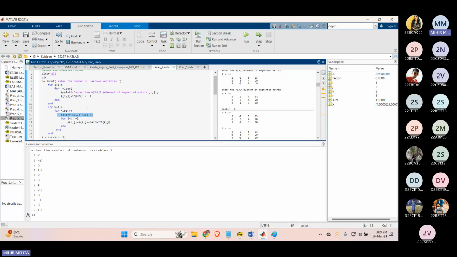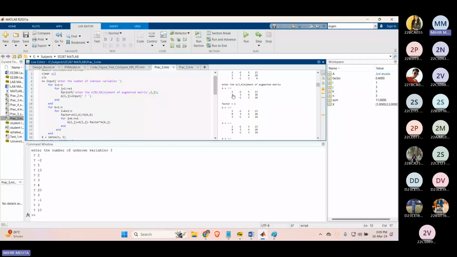Now, why did we take this factor? We took this factor because now what we are doing is, from j equals k to n plus 1, aij is equal to aij minus factor into akj. Now, understand this very carefully. Your value of k is 1. Your value of I is 2. Now here we are taking a third variable which is j, which would be helping you.